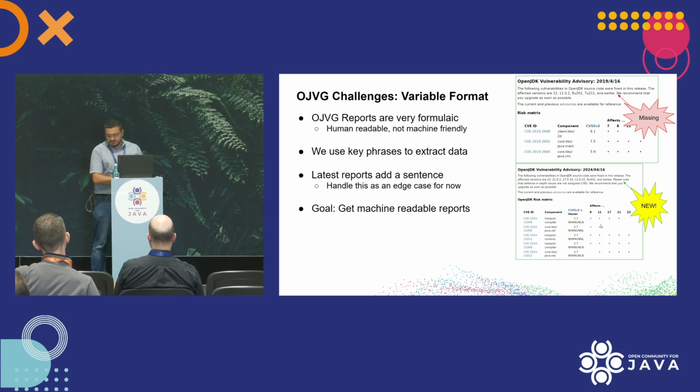The end goal, though, is to talk to the OJVG people and get them to give us machine-readable reports, because this would make our lives a lot easier. We could get rid of these ambiguities. Of course, if you're parsing out a JSON, you've got JSON parser libraries. You don't have to depend on key phrases. So that's how we get our source information.